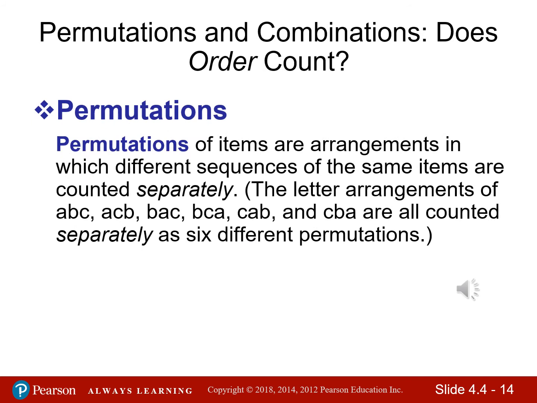Permutations of items are arrangements in which different sequences of the same items are counted separately. For example, the letter arrangements of A, B, and C can be ABC, ACB, BAC, BCA, CAB, and CBA. And these are all counted separately as 6 different permutations of those letters.